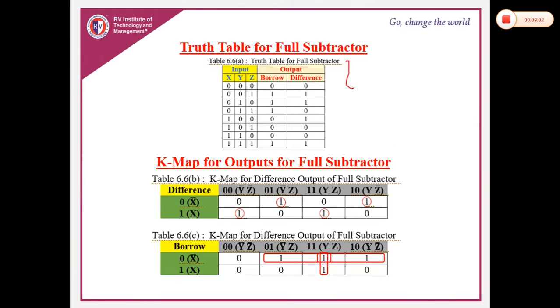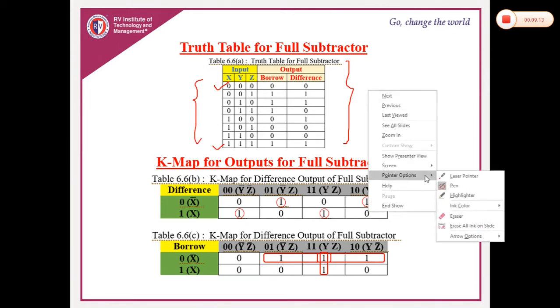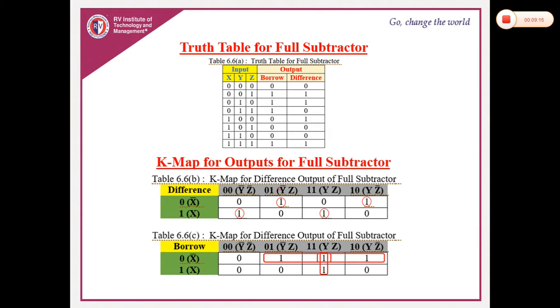Similarly, we will go for full subtractor. Full subtractor means 3 input 2 output combination. So again 3 input means 2 power 3 is 8. 8 combinations are possible from 0 0 0 to 1 1 1. Okay. So for this we will see what is the truth table or functionality table.